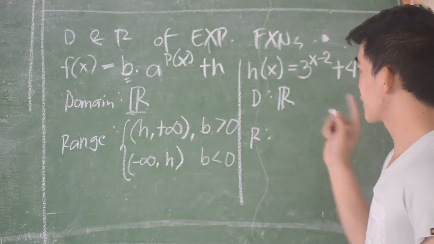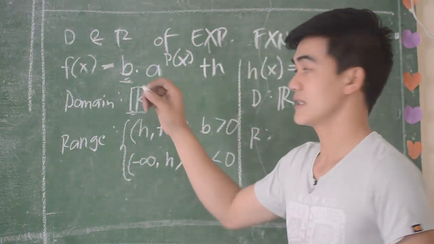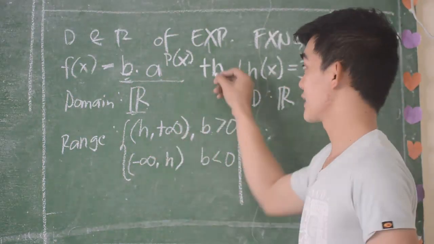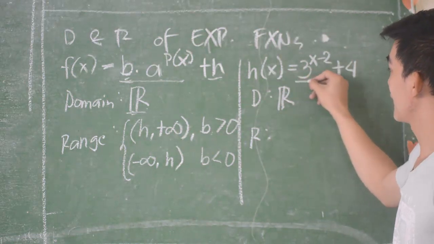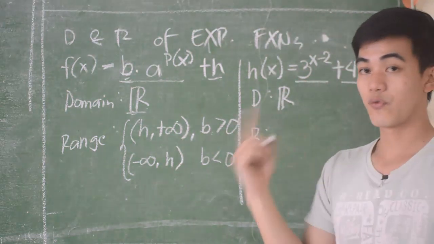For the range of this one, let's check. We need to write our function in this form. If you can see, it has a term raised to x, and then a constant. H here is a constant. So here it is raised to x, and then our h here is 4.